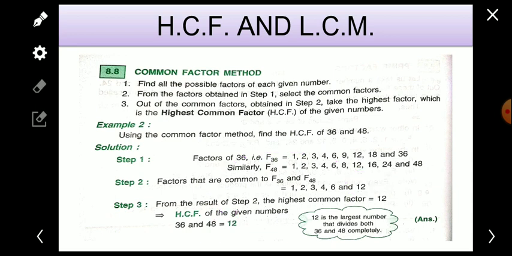So this was the common factor method, that we have written the factors, then we have got the common factors, and then among the common factors we have taken the highest one, and that highest factor among the common factors is the highest common factor. By the name only it is clear. So like this we can find out the HCF.